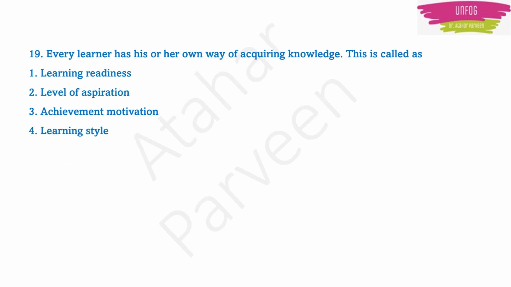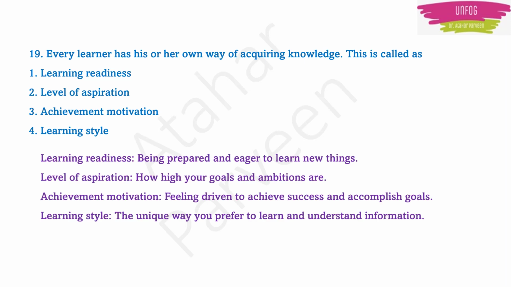Next question. Every learner has his or her own way of acquiring knowledge. This is called as learning readiness, level of aspiration, achievement motivation, learning style. So every learner has his or her own way of acquiring knowledge, right? So what is this called as? This is the question. Actually, learning readiness means getting prepared and being eager to learn new things.